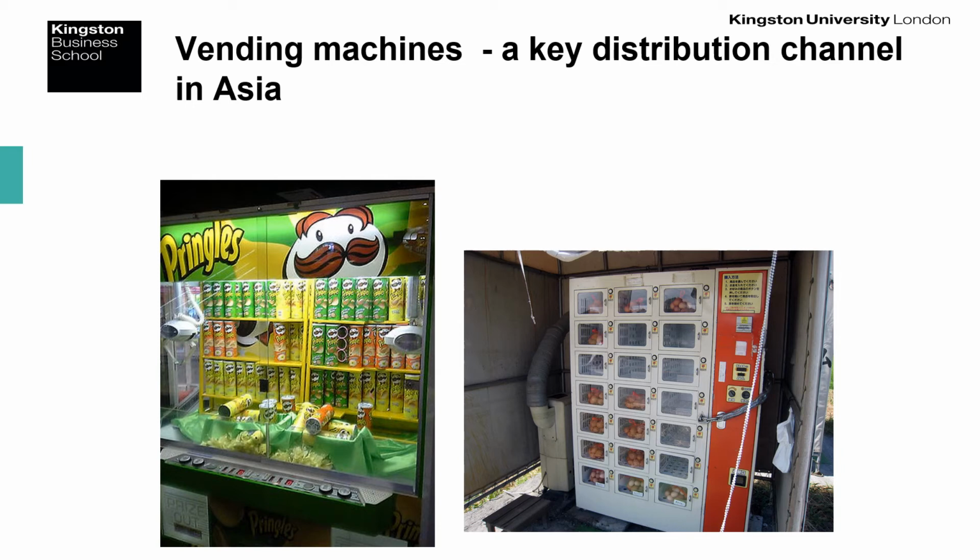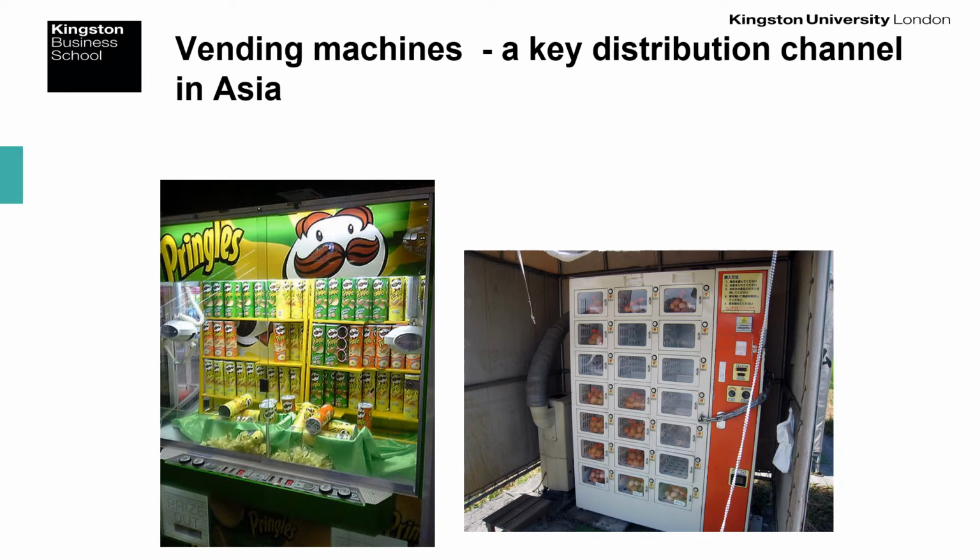But in Asia, particularly in Japan, the vending machine takes on a whole different life of its own. There are many, many more vending machines in Japan per head of population than pretty much anywhere else in the world. They're much more highly developed. And you can get pretty much anything in a vending machine in Japan. There's one on the right here that is actually dispensing fresh eggs without breaking them.